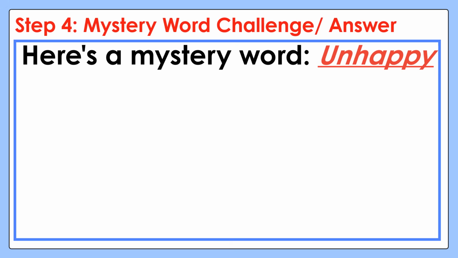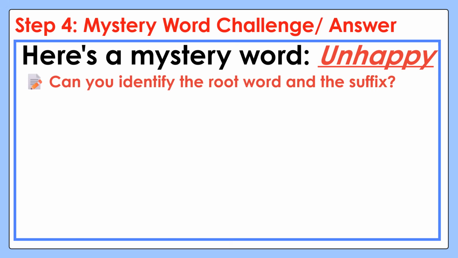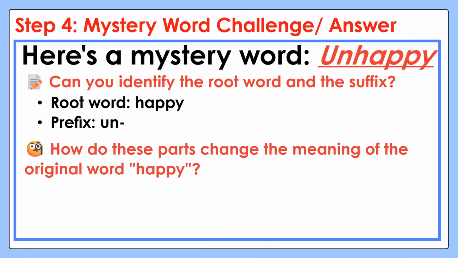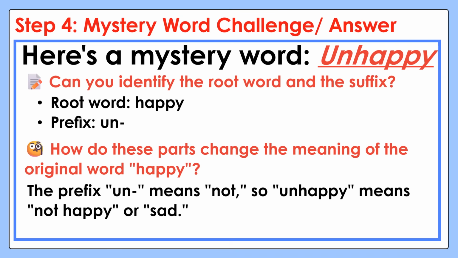Let's try. Here's the answer. First, can you identify the root word and the prefix? The root word of unhappy is happy. The prefix is un. Second, how do these parts change the meaning of the original word happy? The prefix un means not, so unhappy means not happy or sad.